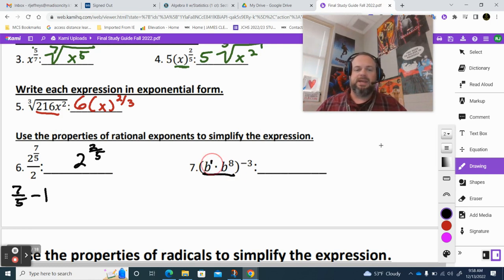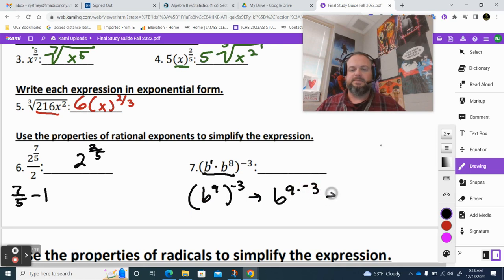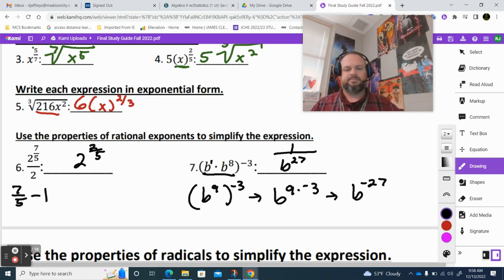I'm going to add this. This becomes b to the 9th. Well, this is b to the 9 times -3, which is b to the negative 27. We cannot have a negative exponent, so we have to do it like this.